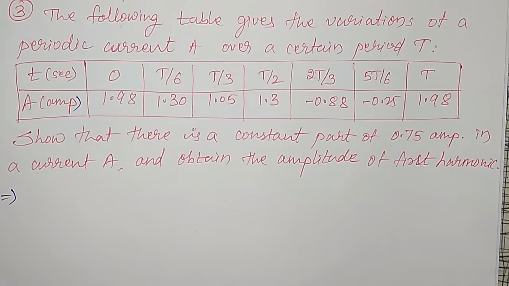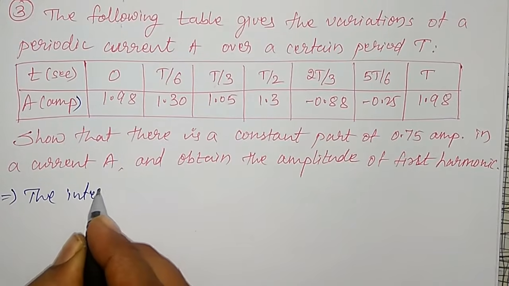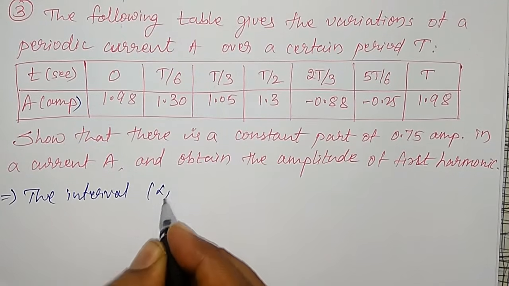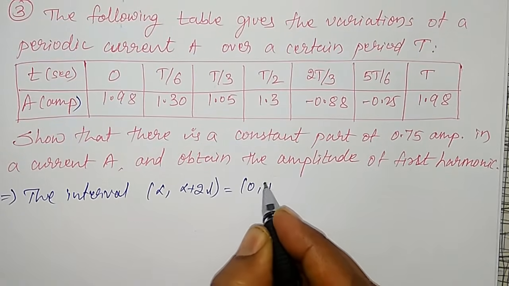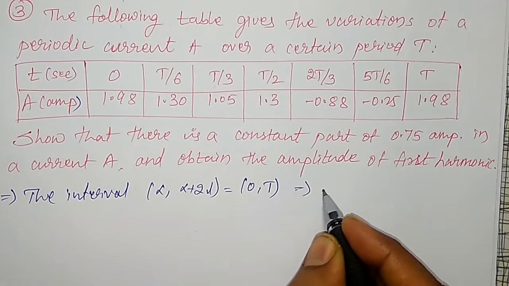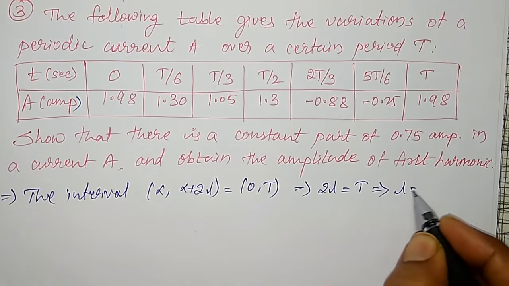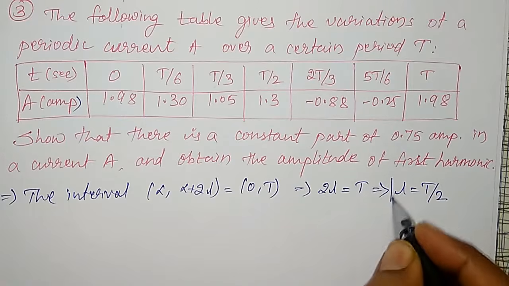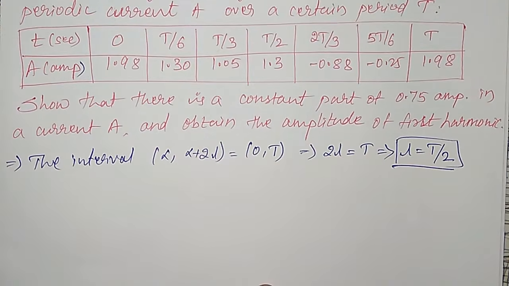To find that period or interval, the interval alpha to alpha plus 2L is nothing but 0 to capital T, which implies 2L equals capital T, or L equals capital T divided by 2. Then using this I have to define the Fourier series.